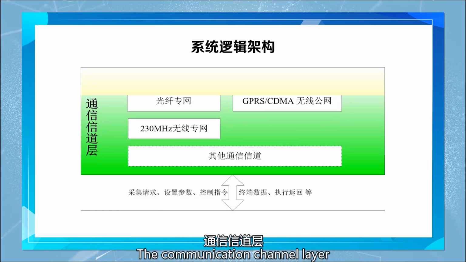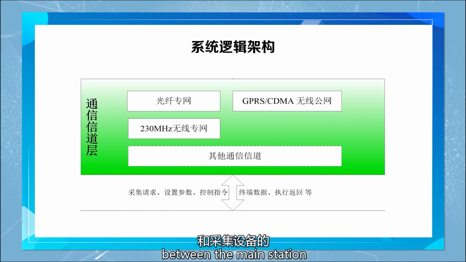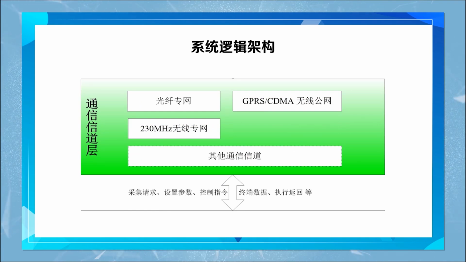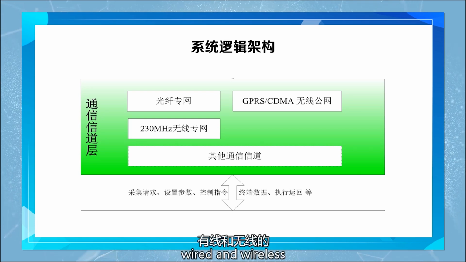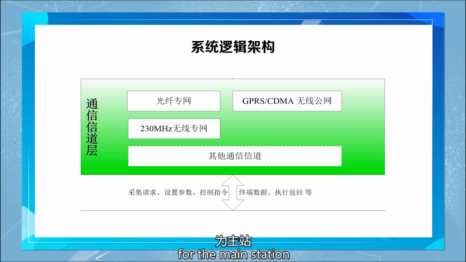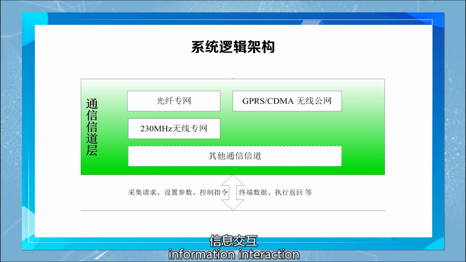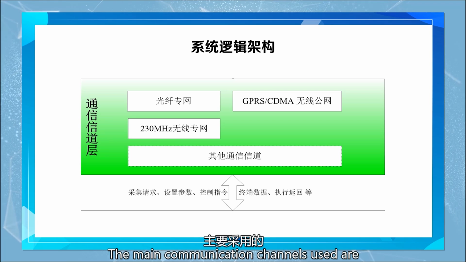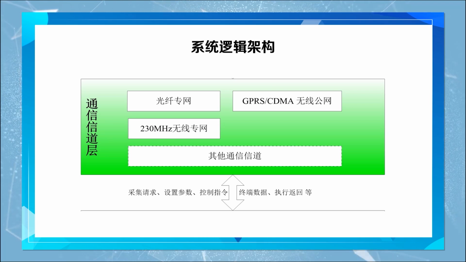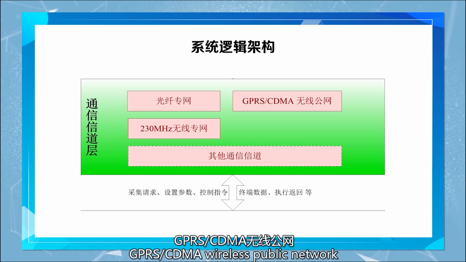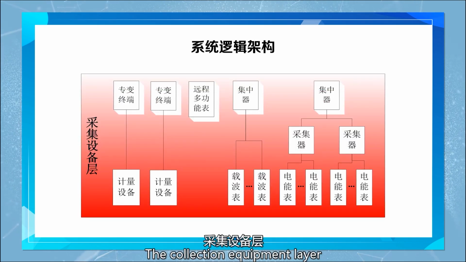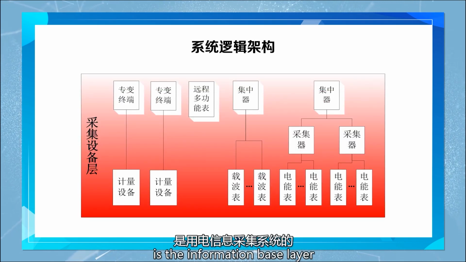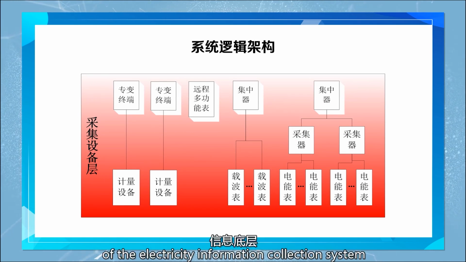The communication channel layer is the link between the main station and the collection equipment. It provides various available wired and wireless communication channels for the information interaction between the main station and the terminal, providing the link foundation. The main communication channels used are fiber optic private network, GPRS, CDMA, and wireless public network.